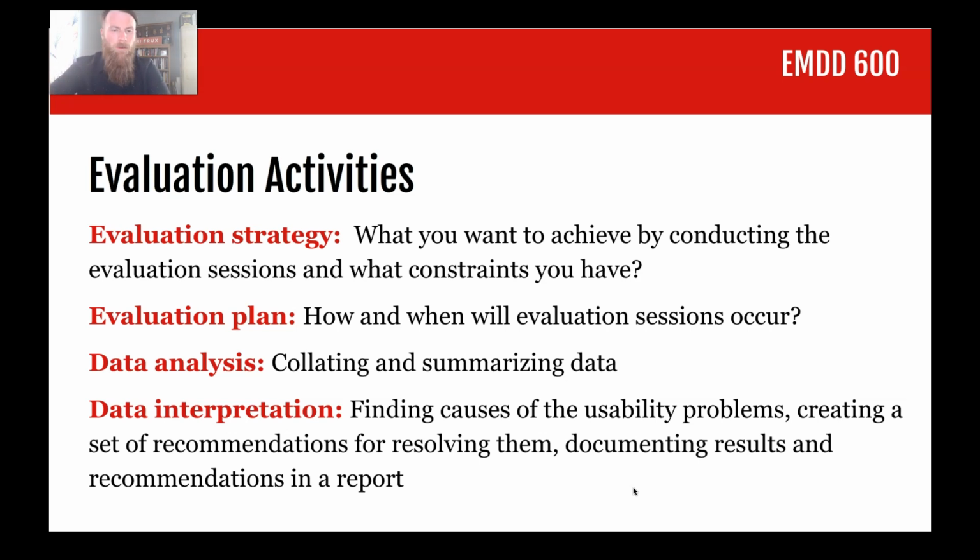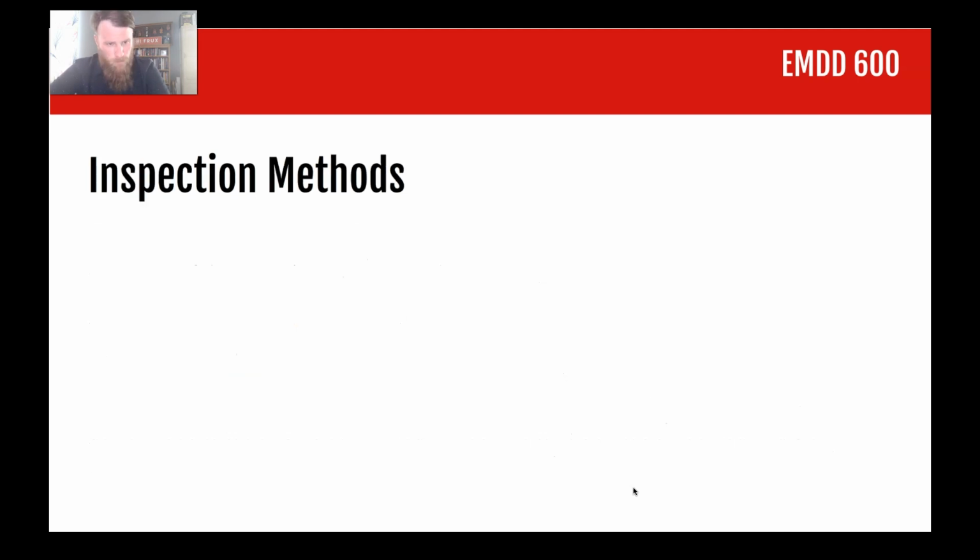From there, an evaluation plan. So how and when is evaluation going to happen? Some form of data analysis. So how do you collate and summarize data so that you can use it as evidence to make recommendations for a particular system? And then that data interpretation. So finding the causes of those issues and delivering that set of recommendations, documenting everything along the way in some sort of report. And we're going to do all of that in class through the semester.